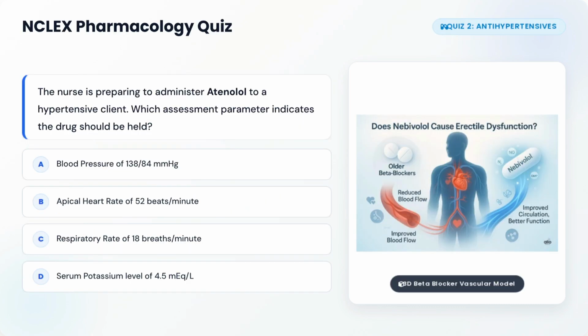Moving to antihypertensives. The nurse is preparing to administer Atenolol to a hypertensive client. Which assessment parameter indicates the drug should be held? A. Blood pressure of 138/84 millimeters of mercury. B. Apical heart rate of 52 beats per minute. C. Respiratory rate of 18 breaths per minute. D. Serum potassium level of 4.5 mEq/L.